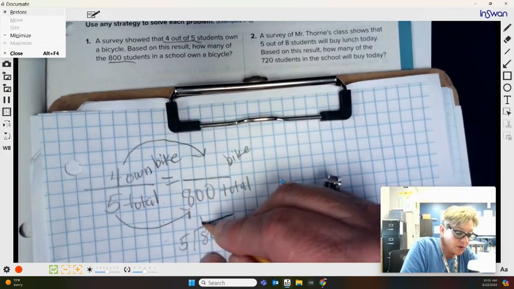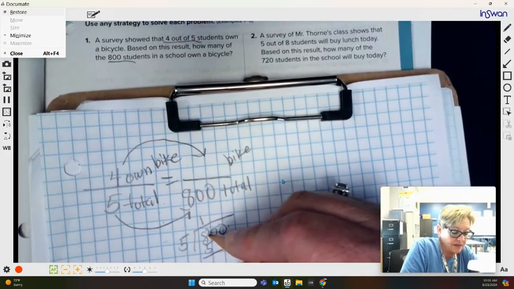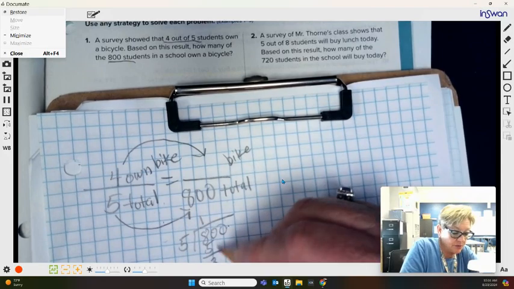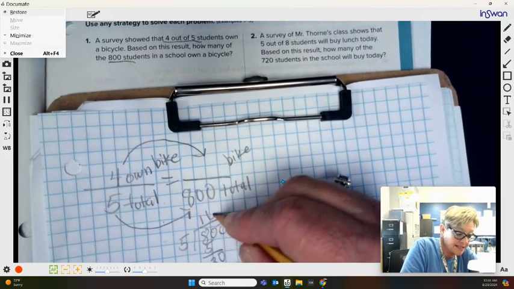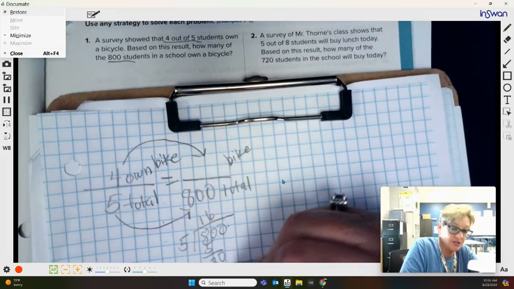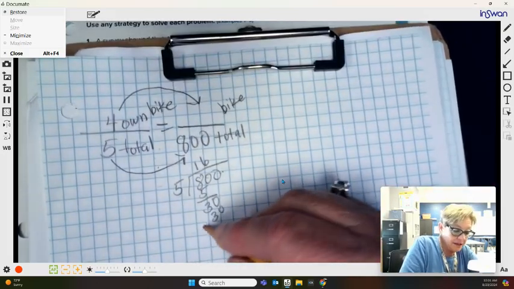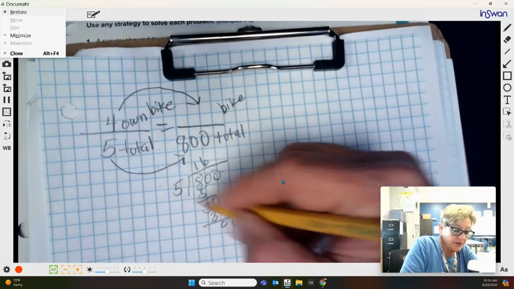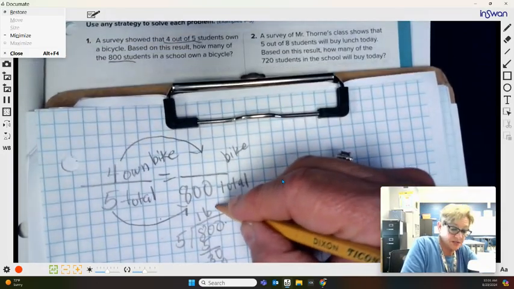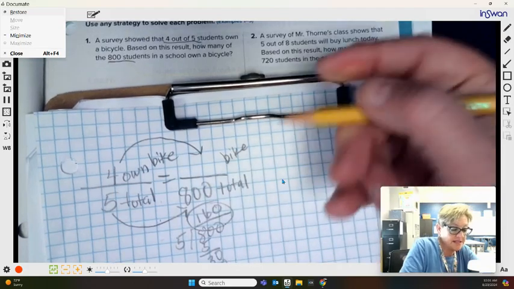5 goes into 8 one time. 5 times 1 is 5. 8 minus 5 is 3. Bring down the 0. 5 goes into 30 6 times. Okay, 6 times 5 is 30. And then bring down the 0. 5 goes into 0 0 times. So our multiplier is going to be 160.